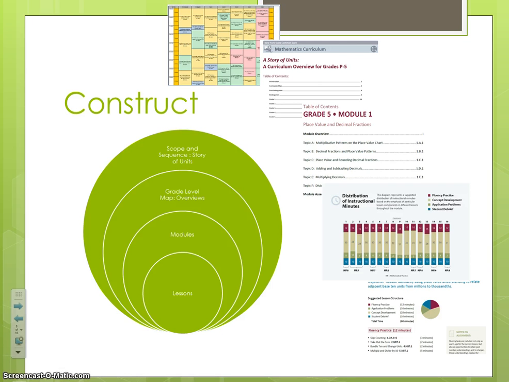The construct of all the materials that we have. Within the Story of Units, you will see a scope and sequence and a grade level overview. These two documents are found in the Story of Units. When you actually receive your first module, you will have a grade 5 module, for example, and it will contain the topics and lessons as well as other useful information.